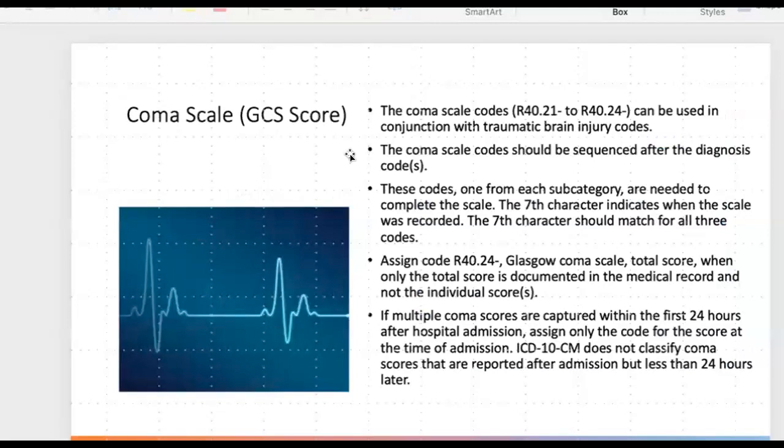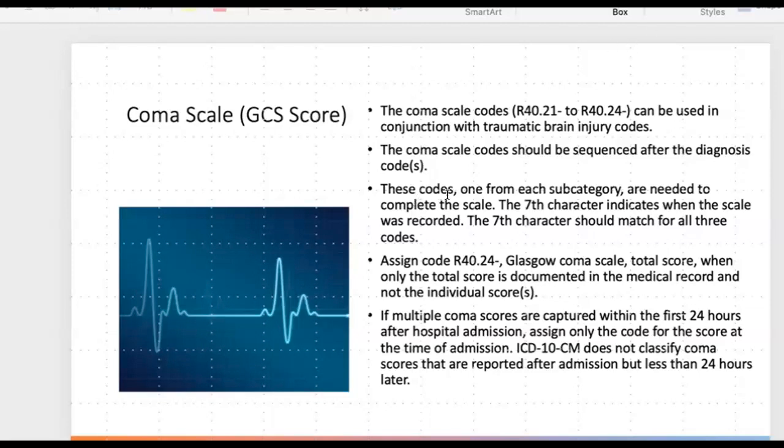Okay, coma scale or GCS score. Let's read. The coma scale codes can be used in conjunction with traumatic brain injury code. We already know that coma can be attributed to traumatic brain injury. Now, the coma scale code should be sequenced after the diagnosis codes. Of course, we don't assign coma scale as our first listed or a primary diagnosis. There has to be a code for the injury first before you assign the GCS score, right?